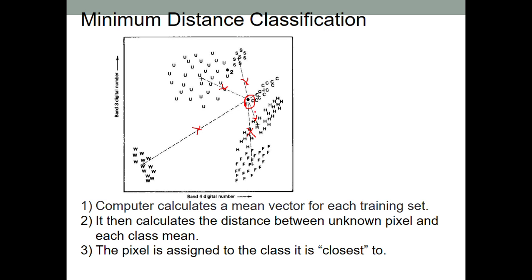After we calculate the distance between the unknown pixel and each class mean, the computer will assign the pixel to the closest, the lowest mean. So in this case, because the unknown pixel is very close to the corn class, we classify it as corn.